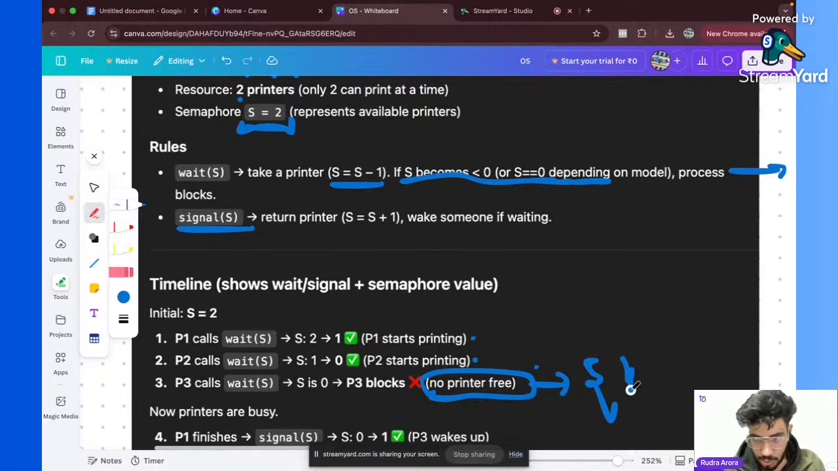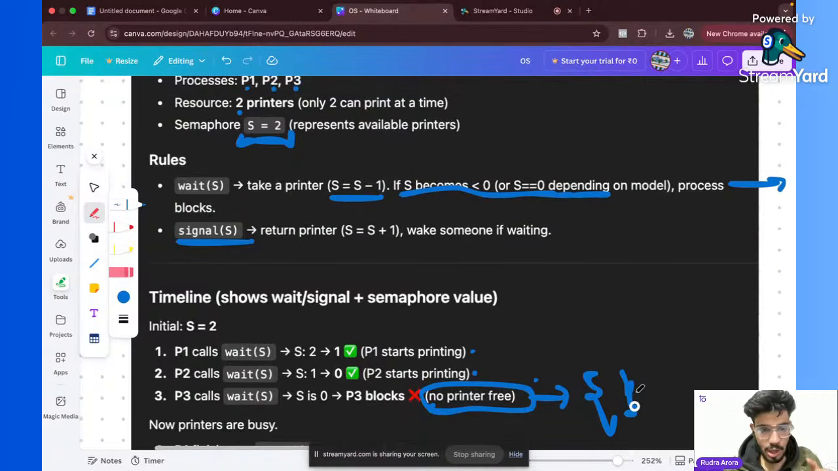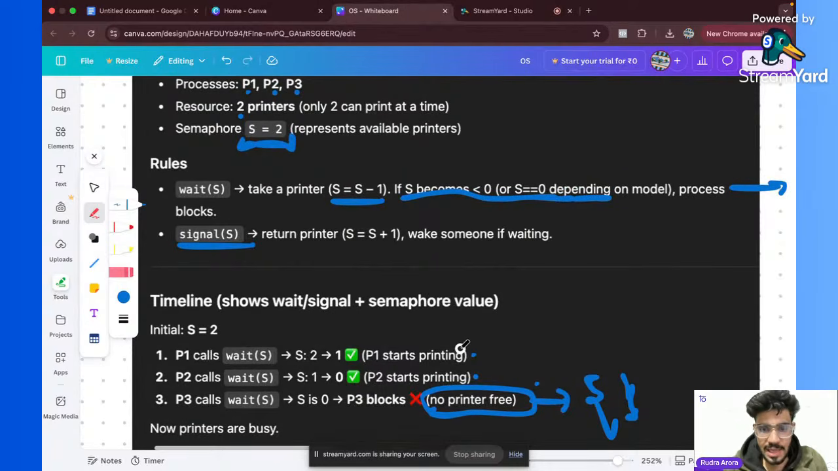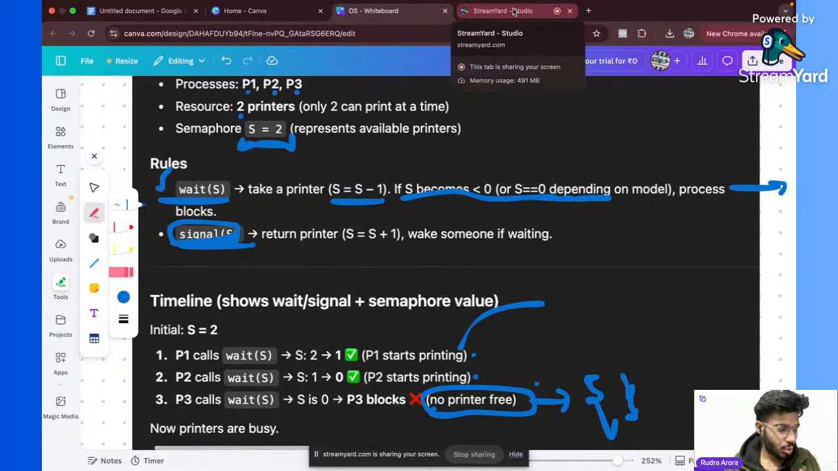Okay, so this is about this. Now I'll again ask you some questions. When P1 leaves, out of wait and signal, which will it call? And after calling signal, what would be the value of S? Answer these two questions.